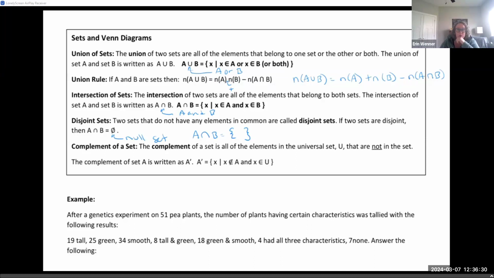That's another way to write it. But don't ever put the null set symbol inside set brackets. You either write the null set symbol by itself, or you write the brackets on their own, okay?